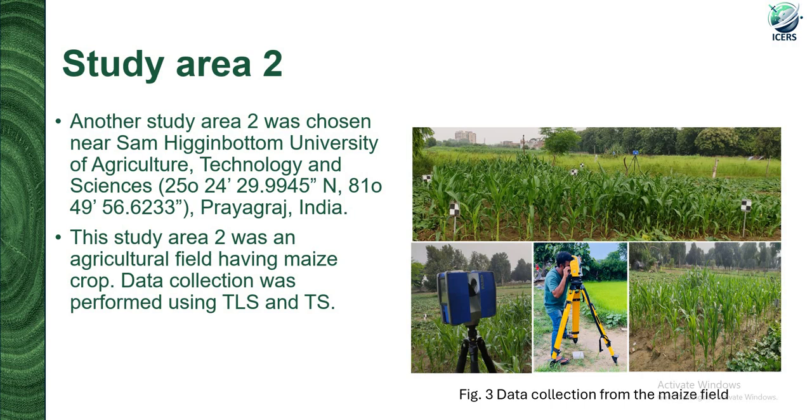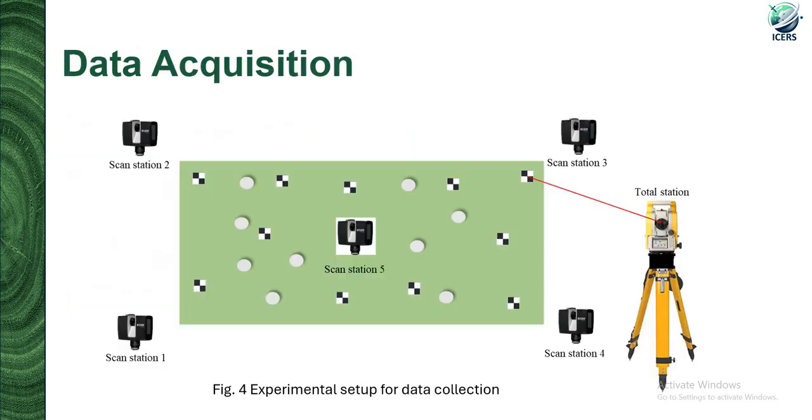Another study area was near Sam Higginbottom University of Agriculture, Technology and Sciences, Prayagraj, India. This study area was an agricultural field having maize crop, data collected at the tasseling stage of the maize crop.